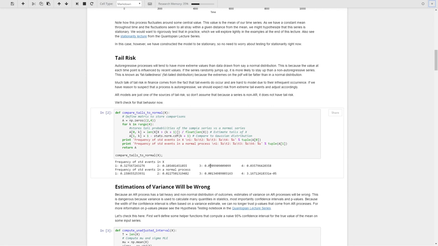Three standard deviations, again, is actually an order of magnitude difference now, and again, actually many orders of magnitude more tail events in an autocorrelated series with memory than in a normal distribution. So this is why they're known as having fat tails. There's more mass in the tails of this distribution.